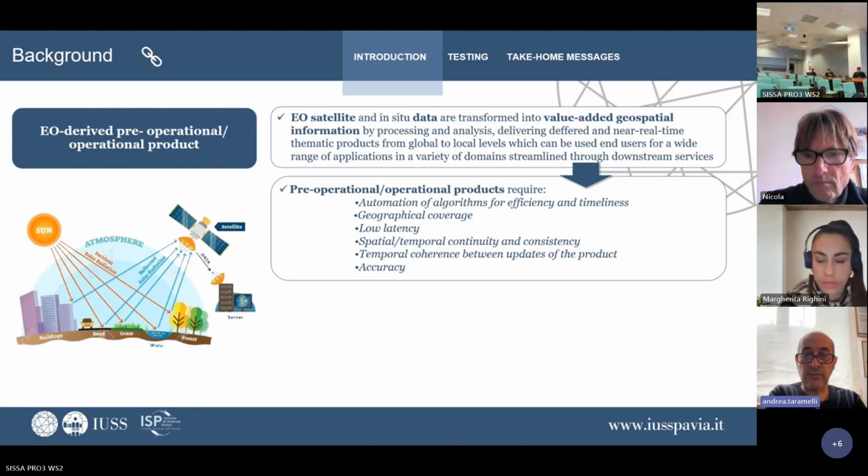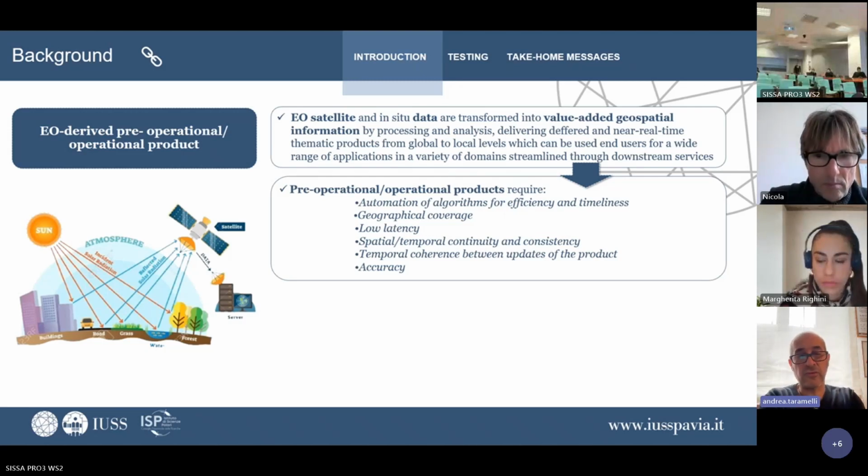We also have to face the latency to get this data. If we have to do emergency management and monitoring, we have to figure out what the latency is, and what the high priority and high performance computing are that allow us to have low latency. And then of course we have to set up infrastructure for spatial and temporal continuity and consistency. And then we face the accuracy and temporal coherence between updates of the products.